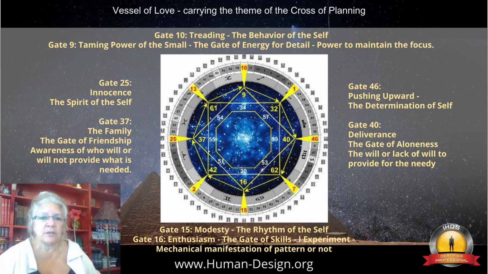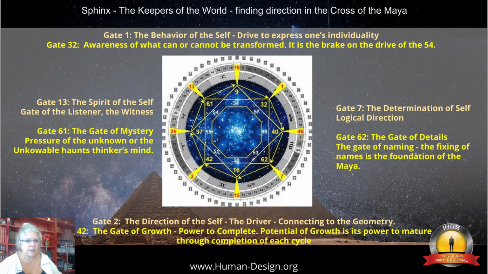So then what's our direction? Go to the 16, gate 16. Tony Blair is an example. He's a Sphinx. He was the Prime Minister of England, especially during the war in Iraq.